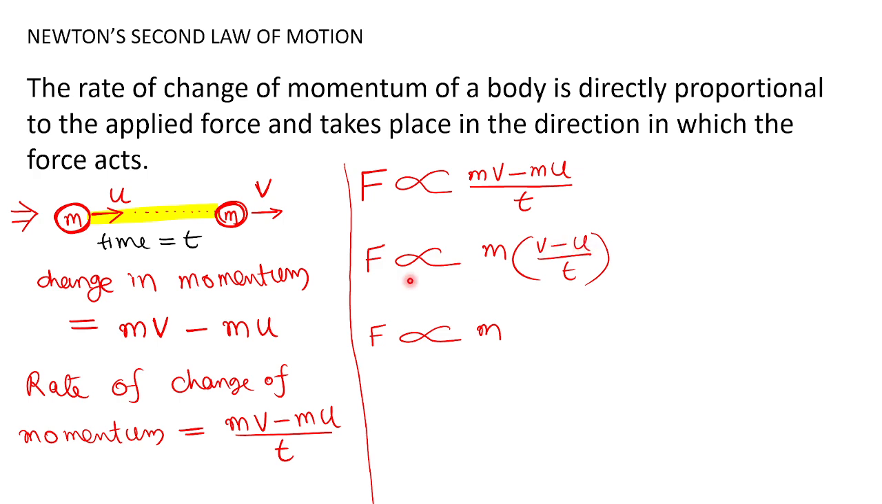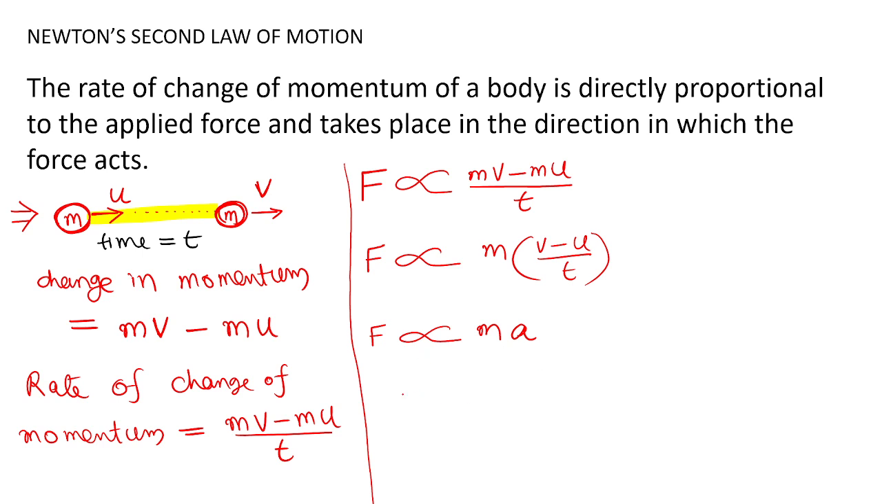v minus u is the change in velocity, correct? v minus u is the change in velocity. v minus u by t is the rate of change of velocity, correct? It is simply change in velocity by time. Change in velocity by time is said to be acceleration, correct? Isn't it right, Diya, Trisha? Understood? Change in velocity by time is called acceleration.